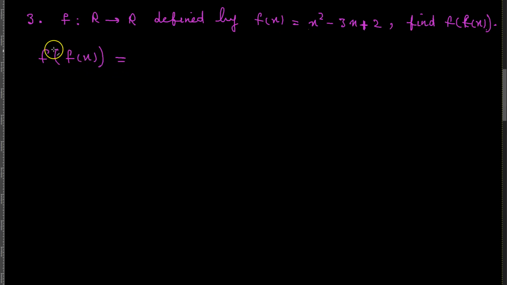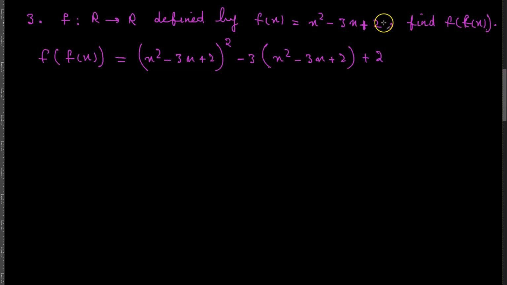That means that this function f of x becomes x squared, and so then instead of x you have to write the whole function f of x, which means x squared minus 3x plus 2, whole squared, and then you need to write minus 3 times, again, x is the whole function f of x, so x squared minus 3x plus 2, and plus 2. Here, as you can see, there is no argument, there is no variable, so you can just leave it like that.